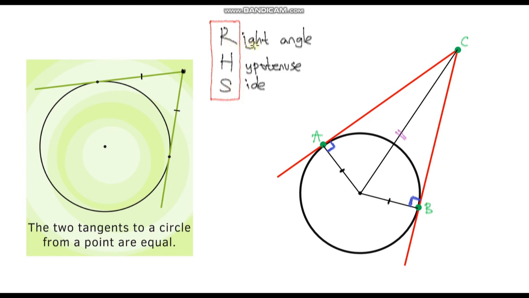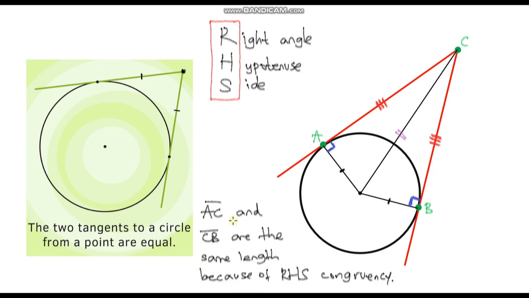But RHS, that stands for right angle, hypotenuse, side. So because we've got two right angles that are the same, we've got a hypotenuse that's shared, and we've got two side lengths that are the same, we know that these two triangles are congruent. And with that, we can say for sure that the corresponding side lengths and corresponding angles are also congruent. Therefore, we can say that this side length here, so side length AC, must be congruent to this side length CB. So I've just put a concluding statement at the bottom here that says that AC and CB are the same length because of RHS congruency.